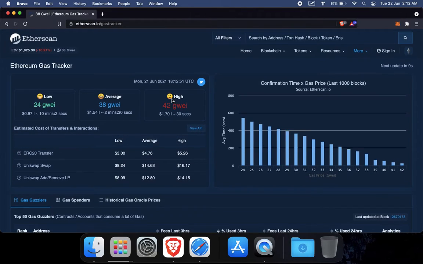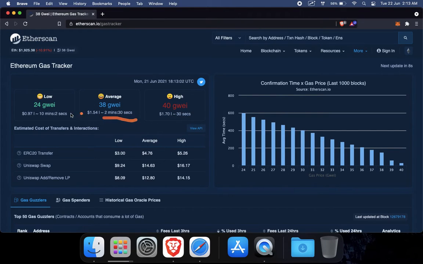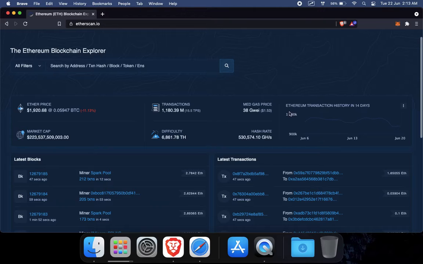Okay. Anyway, what you just need to keep in mind is that if you want your transactions faster, choose high. Average is also acceptable. And you can see here, it takes only 30 seconds, whereas if you use average, it takes 2 minutes and 30 seconds. And low is 10 minutes, 2 seconds. But actually, this is slightly misleading because oftentimes people find that the transactions just get stuck, right? Especially if it's a bull market and prices are going up.